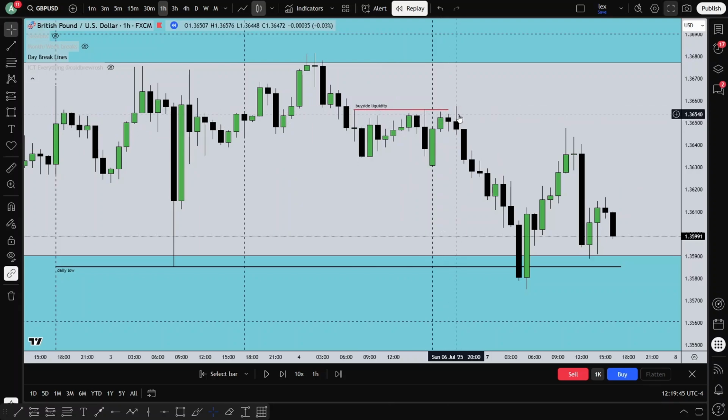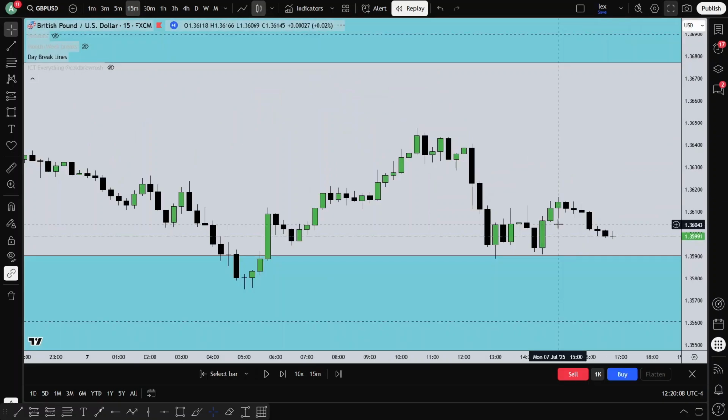After the manipulation phase, we're looking for the next draw on liquidity below the opening price, which is the daily low. This is the previous day's low. So we're looking for price to trade to this previous day low. Price took out the buy side liquidity, traded lower, headed to the daily low.